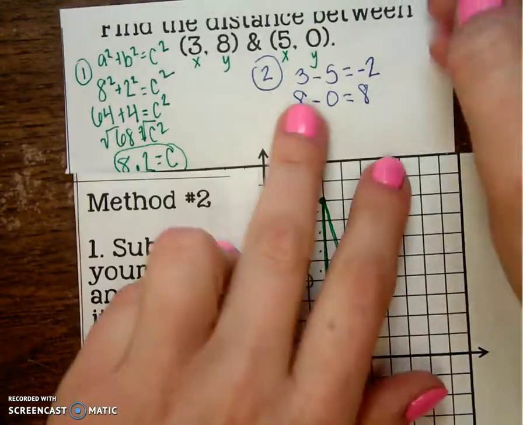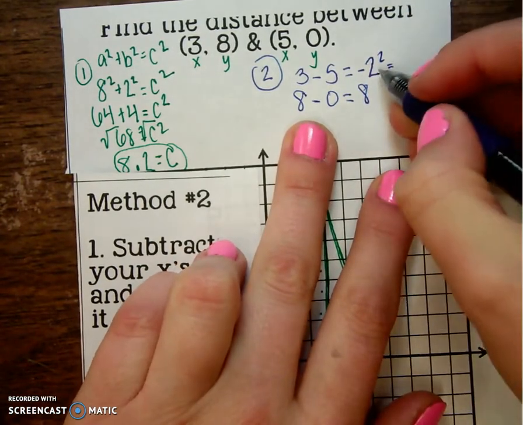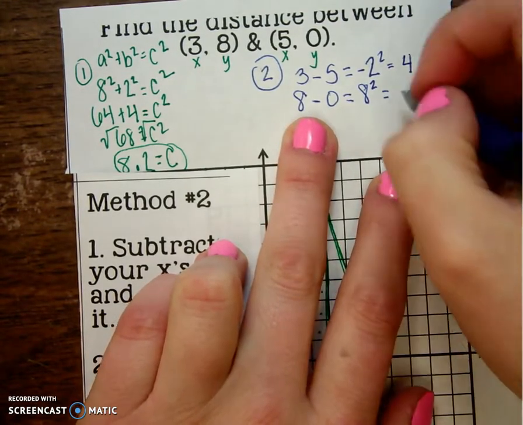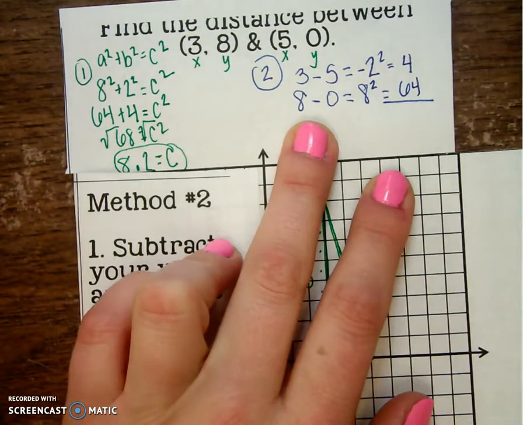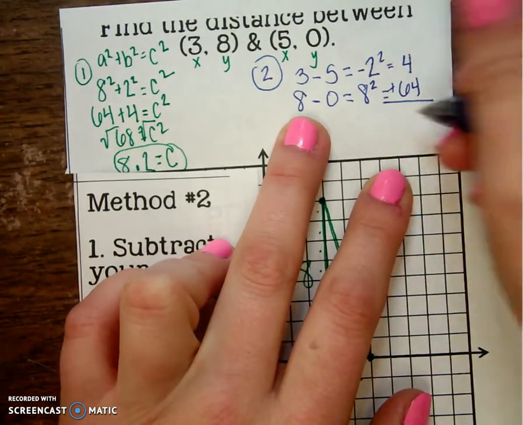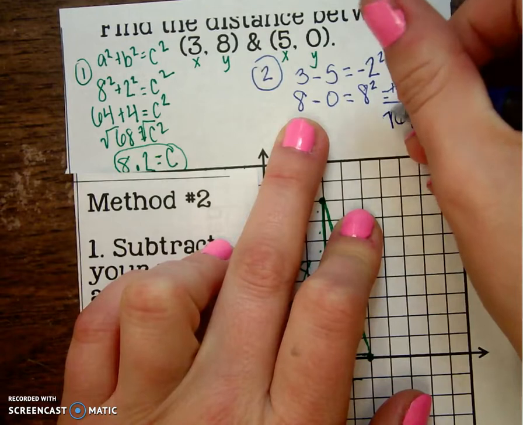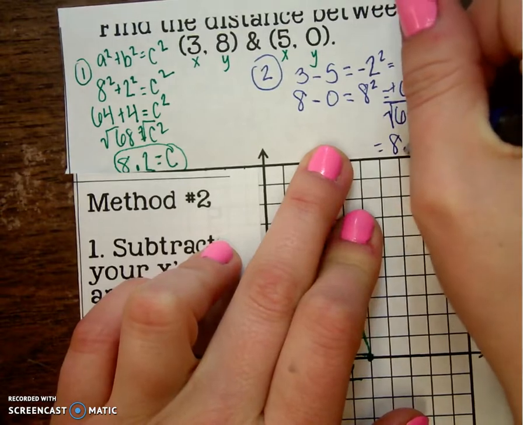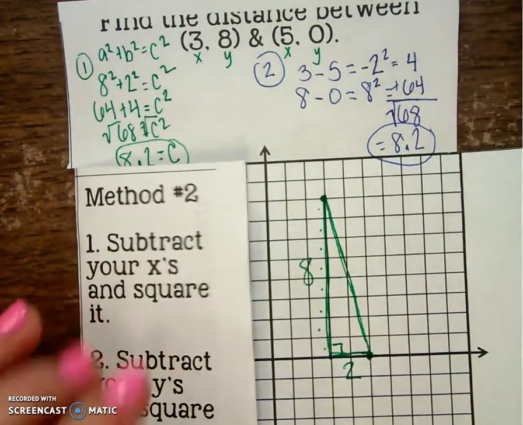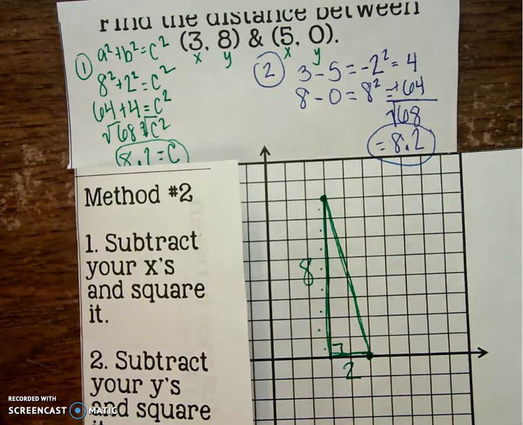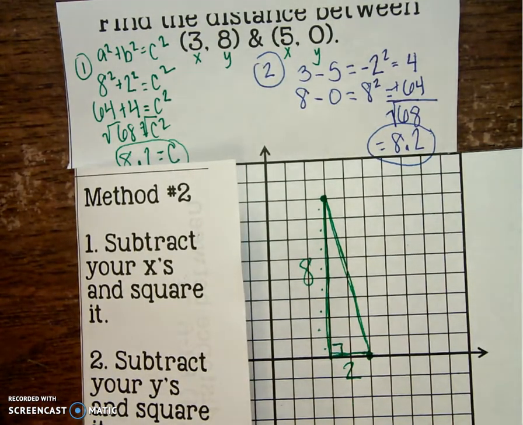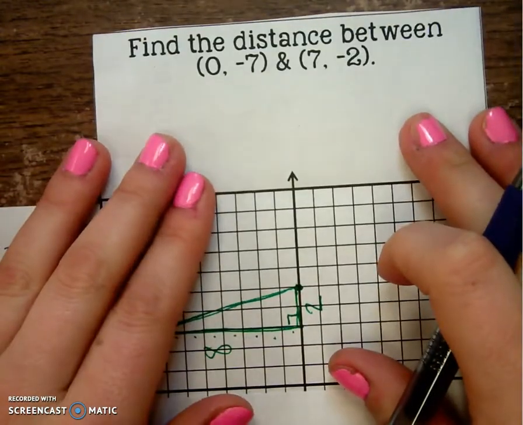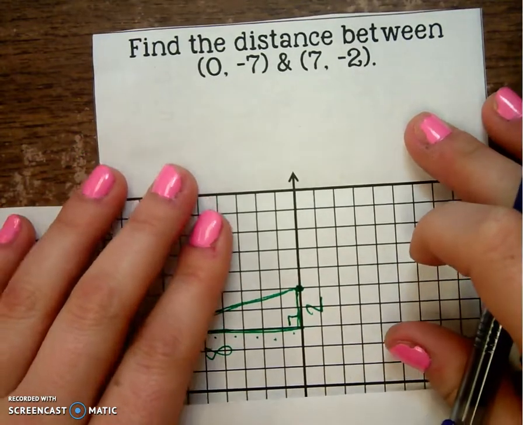Let's square them both now. Negative 2 times negative 2 is 4. And then 8 squared is 64. Add them together. 4 plus 64 is 68. And then we'll find the square root, which is about, again, 8.2. That's finding distance between points using the Pythagorean theorem. All right, let's do this one. Find the distance between (0, -7) and (7, -2).